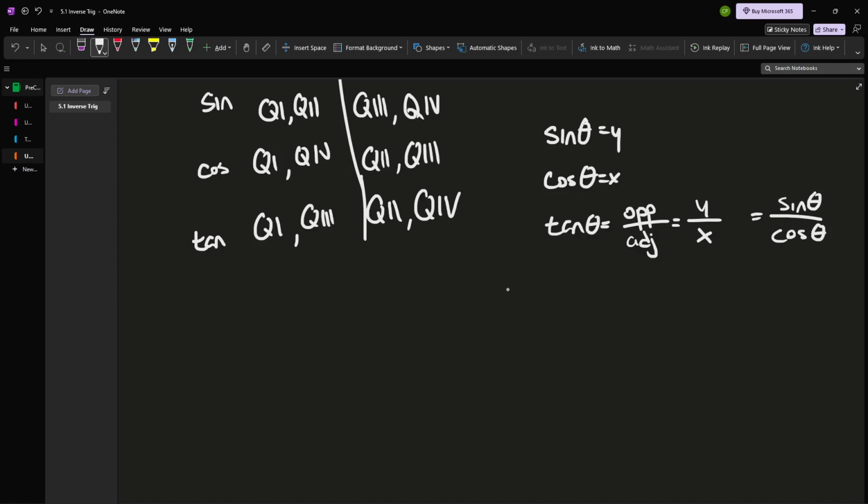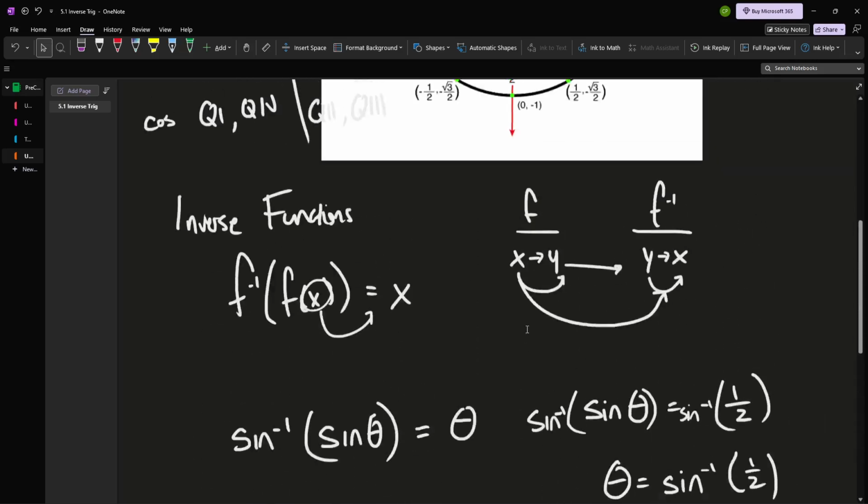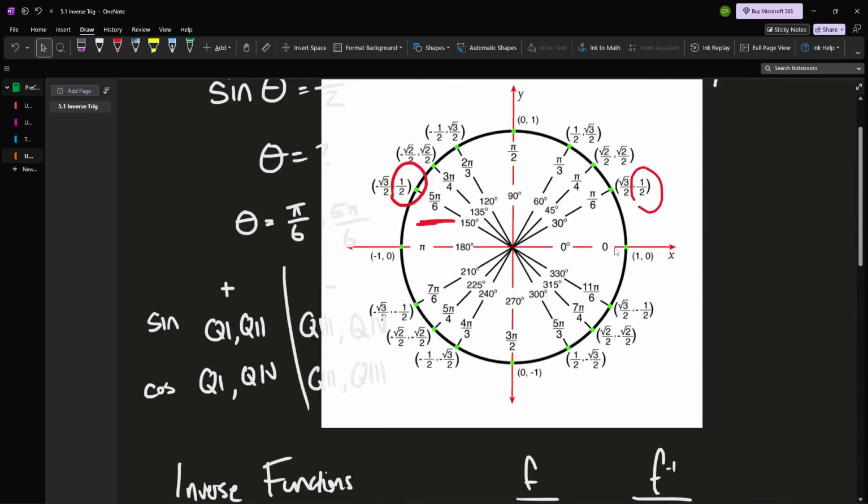In quadrant 1, my angle is found just by getting my angle. That's it. Because in quadrant 1, I'm starting from 0 and I'm going up pi over 6. Let's use pi over 6 as our example. I'm going from 0 and then I go up pi over 6. I go up 0.524 radians to get this angle.